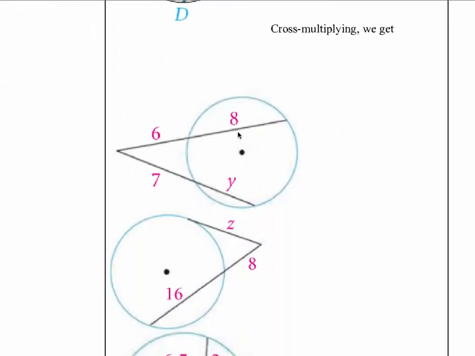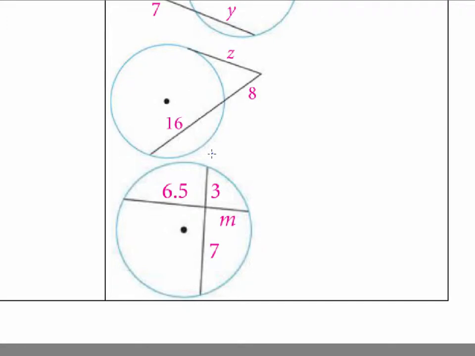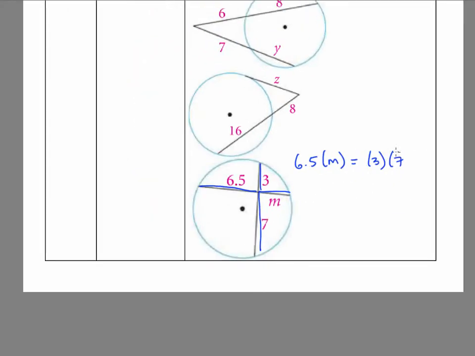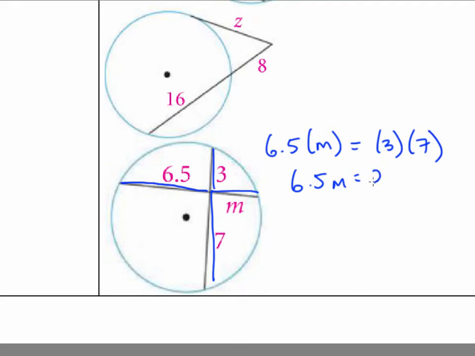Down here. So look, we've got, that doesn't work, that doesn't work, this one. Look, they're crossing on the inside. So we can say that this times this, 6.5 times n equals this times this, 3 times 7. So we're going to get 6.5n equals 21. Divide both sides by 6.5.